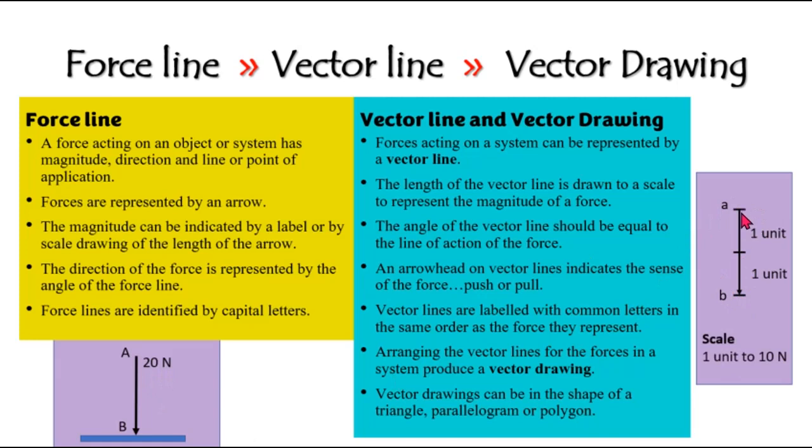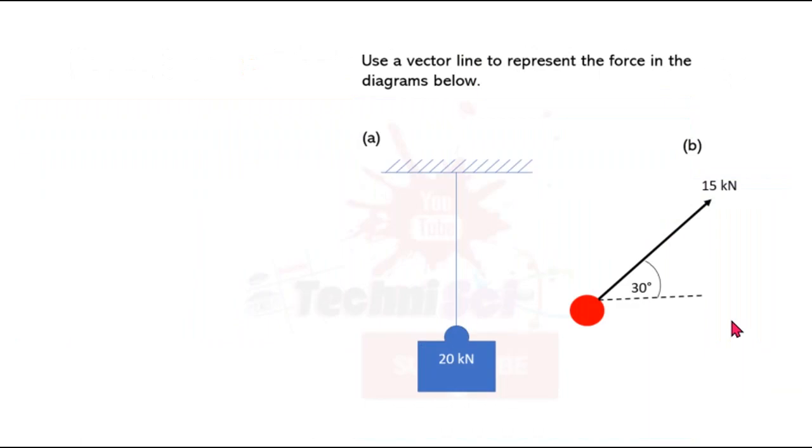So much so that from this point to this point would represent 10 newtons, and then from here to here would represent another 10 newtons. So that would be 10 plus 10 to give you 20. So remember, it is absolutely important that you represent your scales. So now, I hope you would have gotten what we've covered so far. We're now going to 2 simple questions where we are required to represent a force using a vector line.